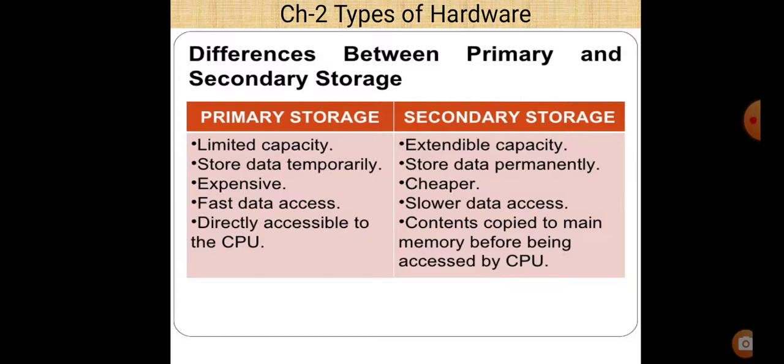When we talk about size, for example, 1 GB of primary storage costs much more as compared to 1 GB of secondary storage. And the last and most important point is that primary memory, or primary storage, is directly accessible to the CPU, while secondary storage content is copied to the main memory, meaning RAM, before being accessed by the CPU. So secondary storage, meaning hard disk, is not able to send data directly to the CPU. First, data is copied to the primary memory and then goes to the CPU and is accessed by the CPU.